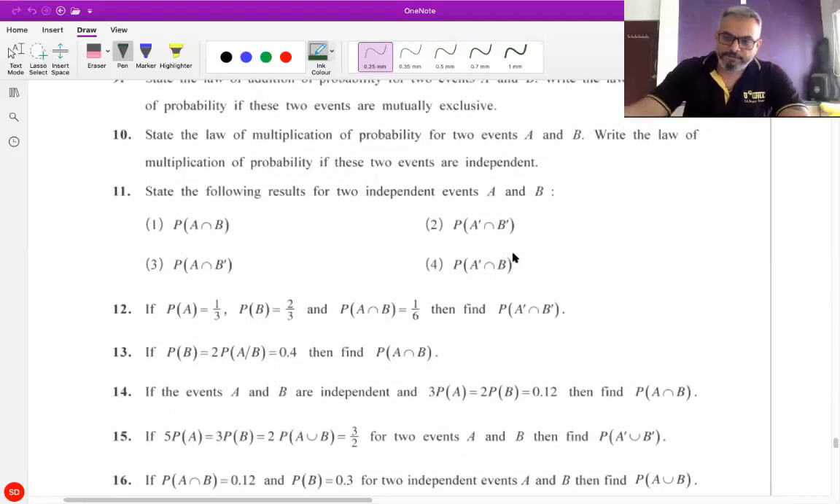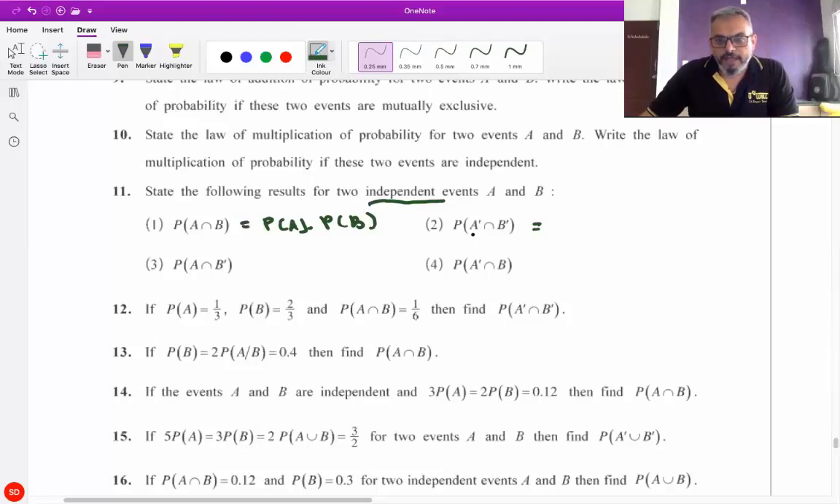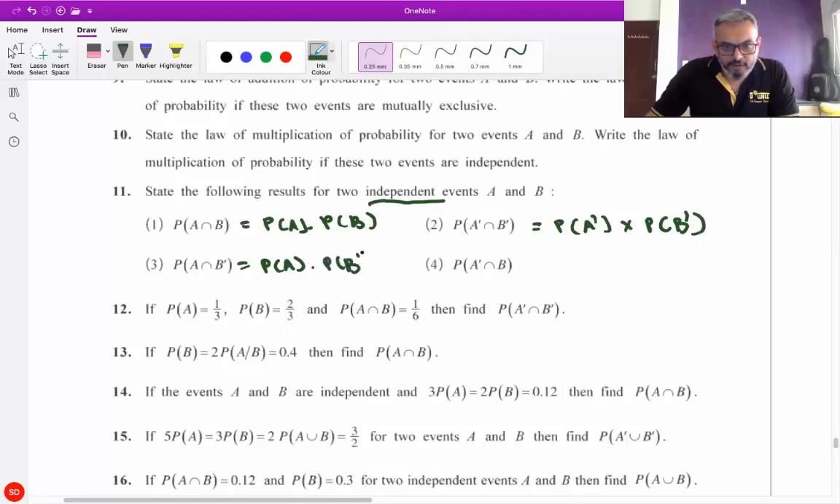Let's start with the 11th one. State the following result for two independent events, A and B. Over here, A and B are independent events. It means P of A intersection B is equal to P of A into P of B. Then P of A complement intersection B complement is P of A complement into P of B complement. P of A intersection B complement is P of A into P of B complement, and P of A complement intersection B is P of A complement into P of B.